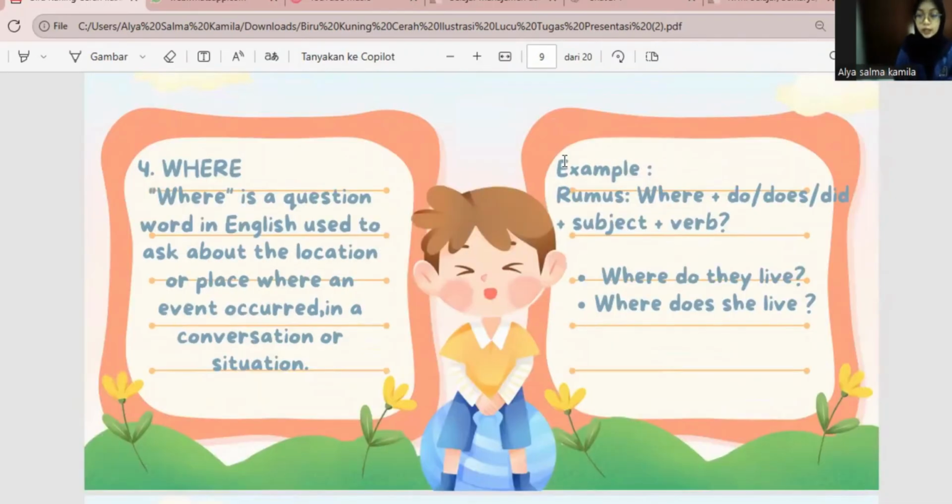Next, where. Where is used to ask about the location or place where an event occurred in a conversation or situation. The formula is where plus do, does, did plus subject plus verb. Example, "Where do they live?" or "Where does she live?"